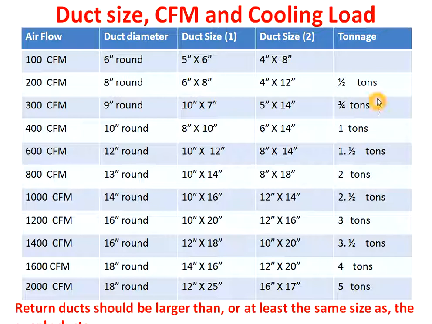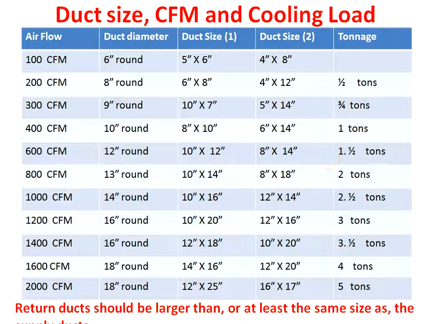Suppose our area has a cooling load of half ton, then we require 200 CFM of airflow for this area. And if we are using round duct, then its size should be 8-inch diameter. And if we are using rectangular duct, then either 6-inch into 8-inch rectangular duct or 4-inch into 12-inch rectangular duct, any of these two may be used.